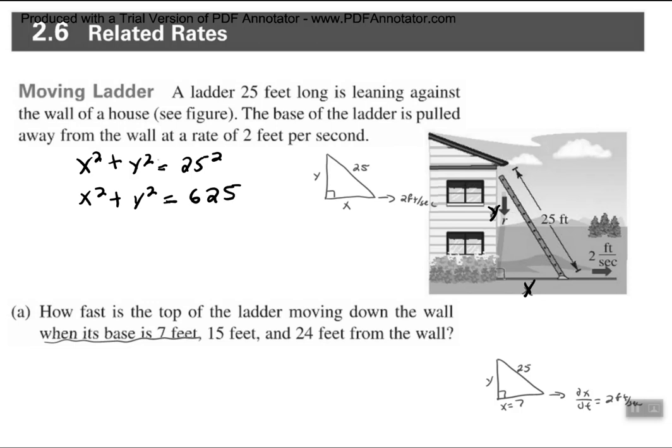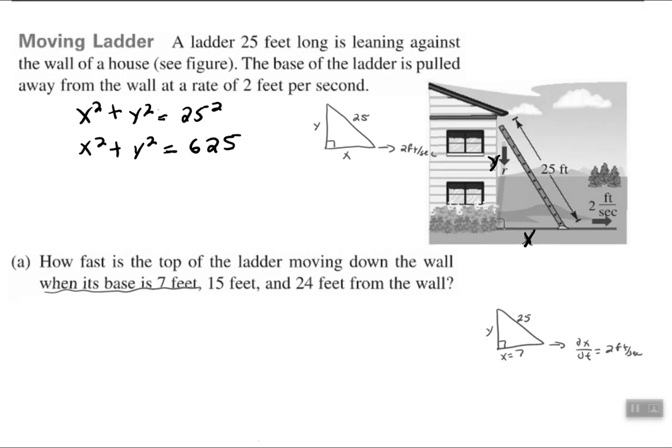Okay. All right, so that's the equation that we're going to work with, and we're given the length of the ladder, and we're also given how fast the ladder is moving away from the wall with respect to the base. So we'll call that 2 feet per second. dx/dt is equal to 2. That rate of x with respect to time is equal to 2.